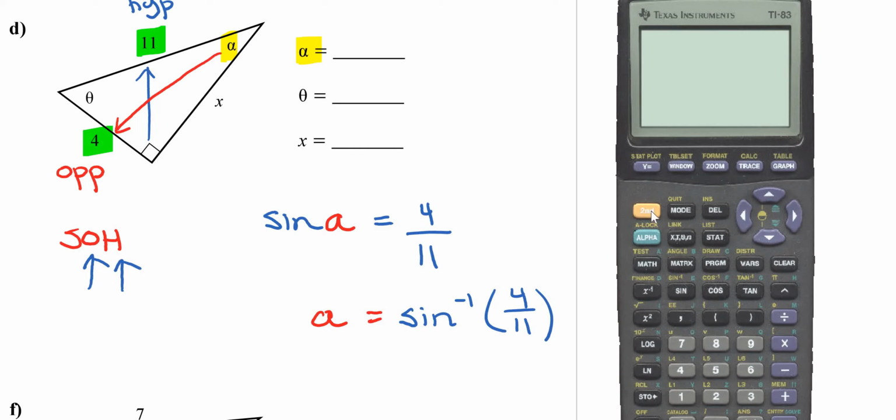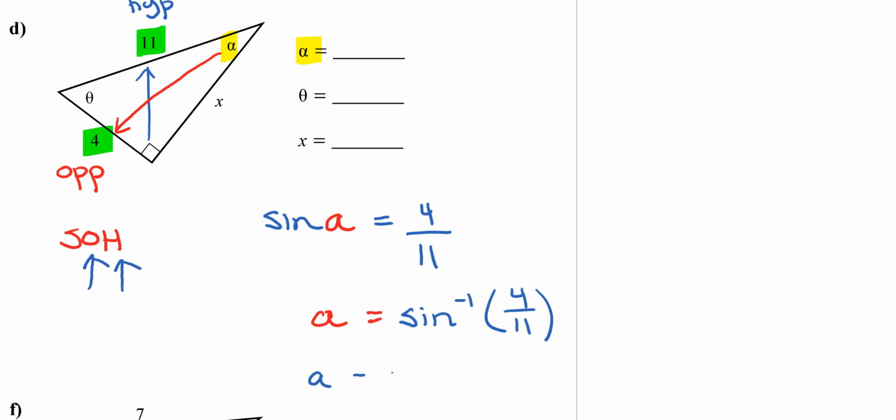So you hit the second option and then hit sine, and you should see sine to the power of -1, and then just input 4 divided by 11. If you do that, you should get 21.32, and to one decimal place, that is 21.3 degrees. So then A would equal 21.3 degrees. Okay, that's it for angle A.